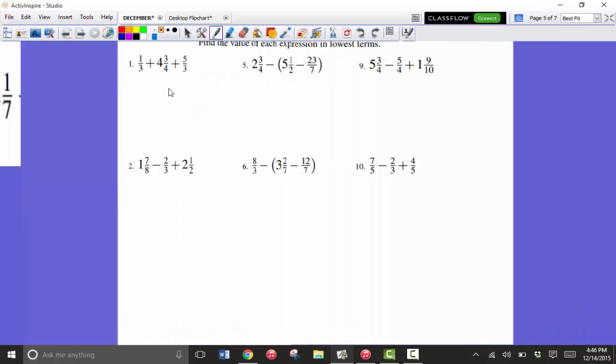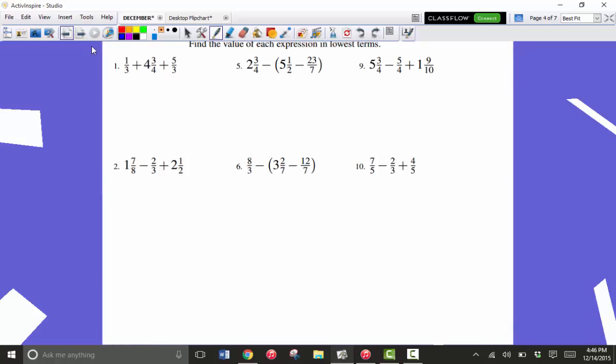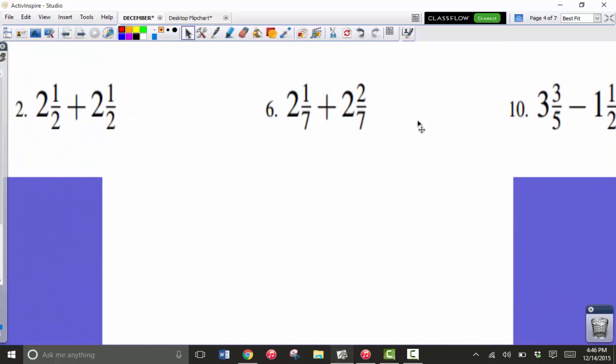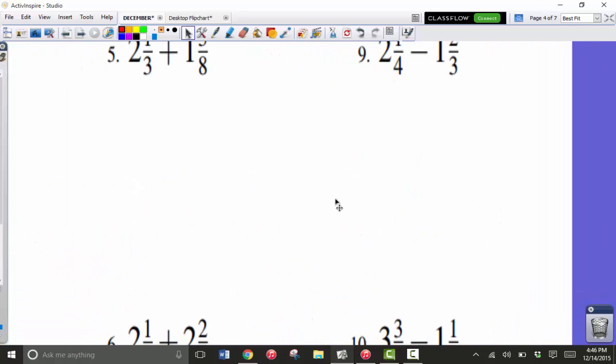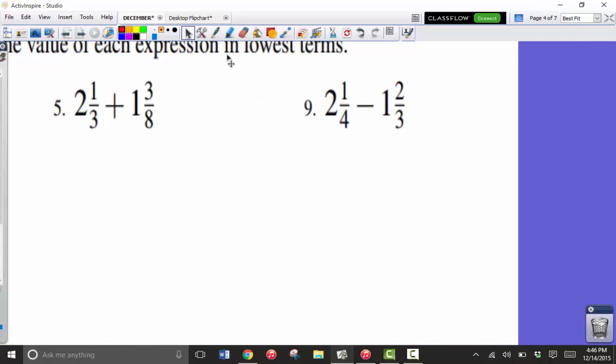Let's do, oh, too easy, too easy. I'm going to do number 9. So go back up to the top of your page, looking at number 9. We do not have the same denominator, so I'm going to change these fractions into improper fractions. 2 times 4, 8, plus 1, 9. 1 times 3, 3, plus the 2, 5. Again, keeping the same denominator.